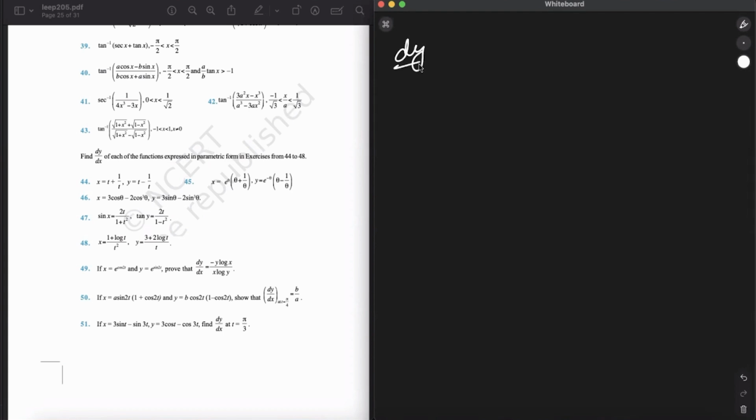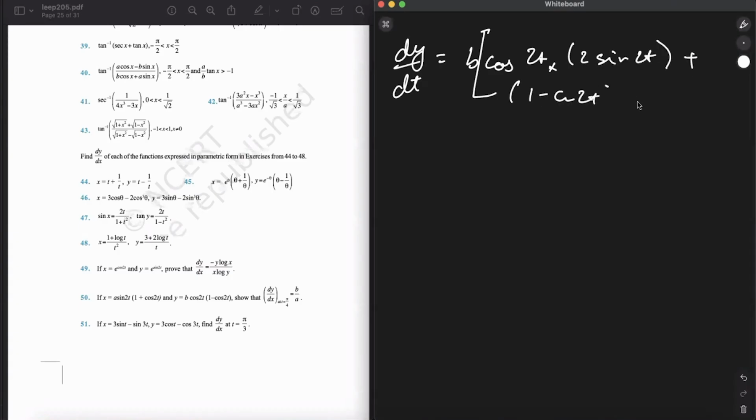dy by dt is equal to b cos 2t into 2 sin 2t, plus (1 minus cos 2t) into minus 2 sin 2t. And this will be the complete dy by dt.